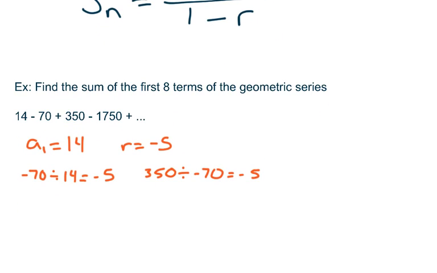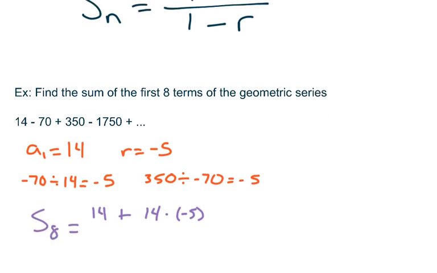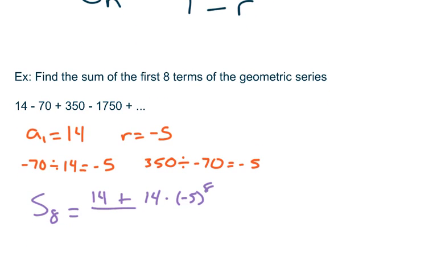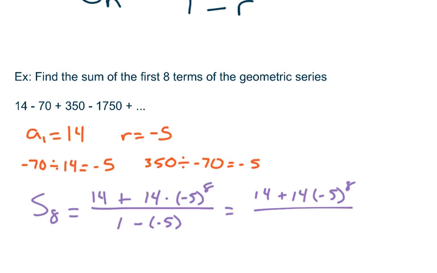So let's just go ahead and plug things in. So S sub 8, the sum of the first 8 terms of this geometric series, is equal to our first term, 14, plus our first term times our common ratio, negative 5 to the, let's see, we got the n power, so that's the 8th power, all divided by 1 minus our common ratio of negative 5. So if we want to simplify this down, I would do it this way. I would say 14 plus 14 times negative 5 to the 8th power, all over, let's see, 1 minus negative 5 is positive 6, and this is what I would type in the calculator.